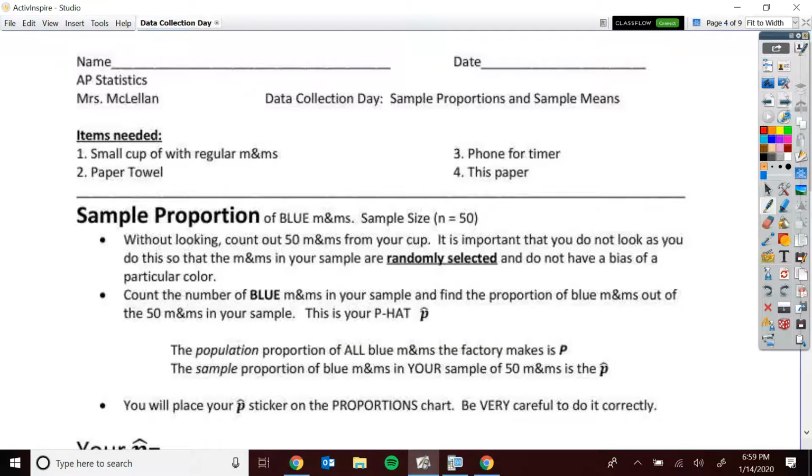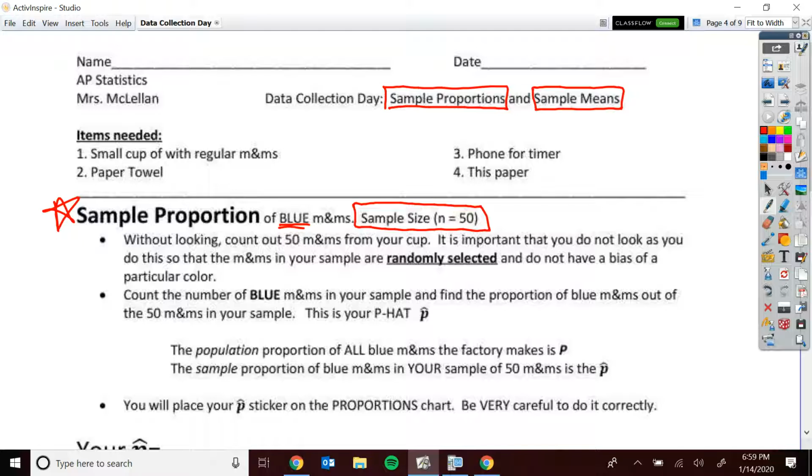All right, you picked this paper up when you came in. And what we are going to do is collect data on two types of things, a sample proportion and a sample mean. So you're going to do two data collections today. The first one is a sample proportion. We are going to get 50 M&Ms. That will be your sample size, 50 M&Ms, and you are going to be determining the proportion of blue M&Ms in your sample of 50.